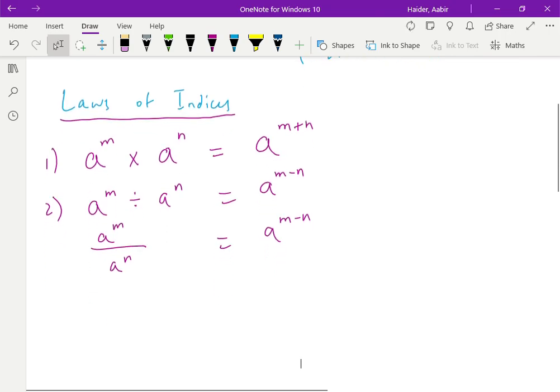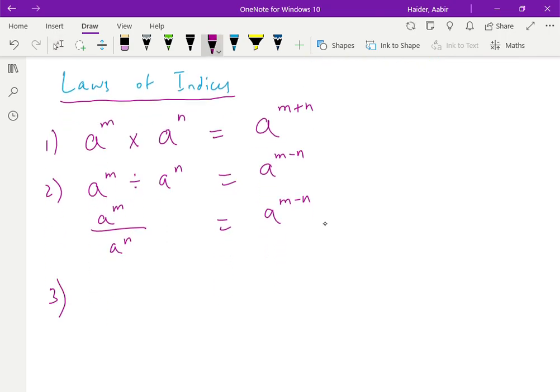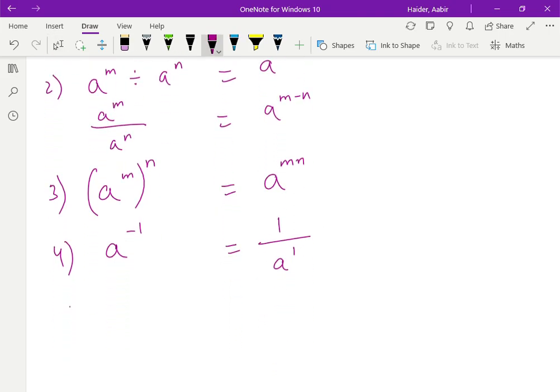Okay, now when I go to the third rule or law, it talks about an index over another index, which I like to call as further indices. So if you have further indices, you can just multiply them, that's it, and you are good to go. You can note that in each one of them we are writing the base only once, and it really simplifies the equation or the expression. Okay, another one, if you have a negative index, so you can turn it into positive by shifting it from numerator to denominator or vice versa.